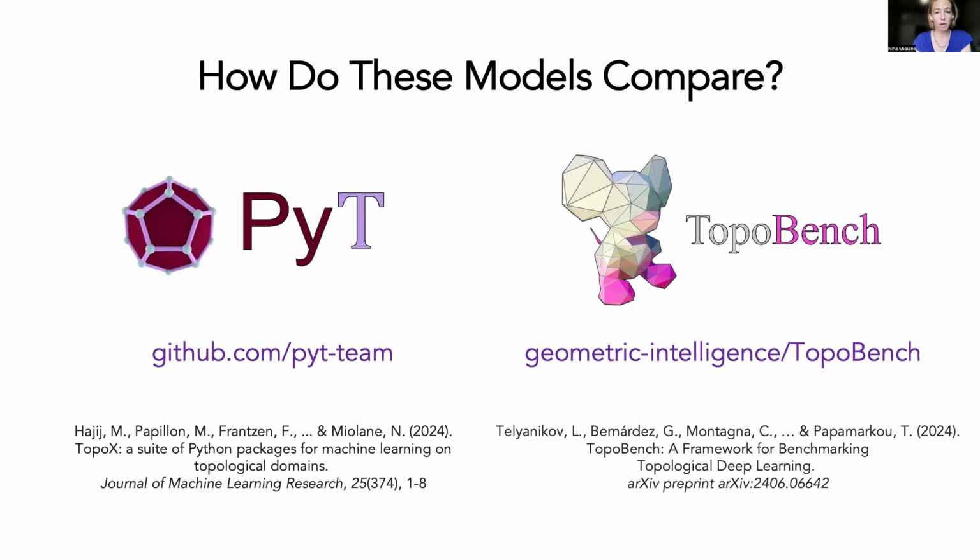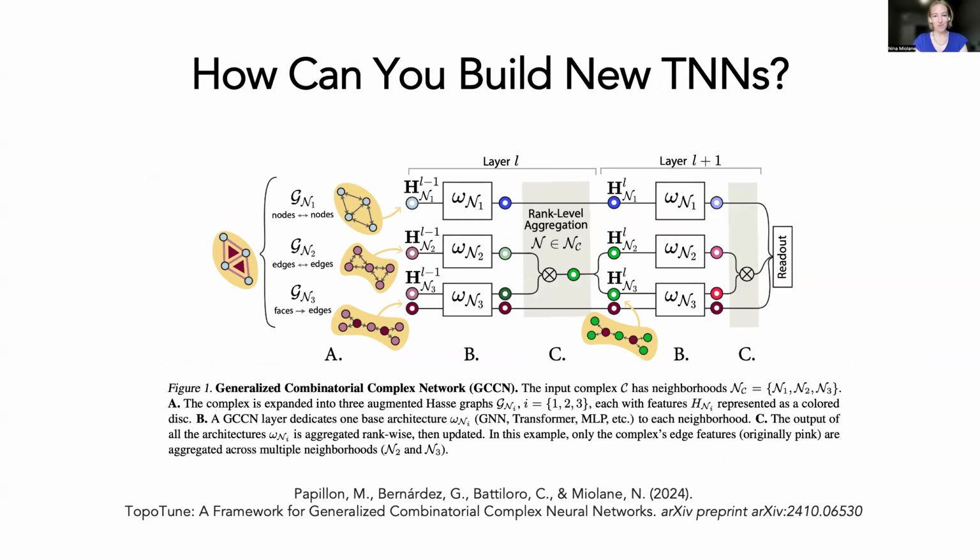And so that was the goal of these two open source software packages. On the left, it's a suite called TopoX, which implements the topological neural networks that I just presented. And on the right, TopoBench, which is a benchmarking suite that allows us to compare these topological neural networks. And so how do they compare? Well, the answer is it depends. It depends on the datasets. It depends on the task. And so if you're interested in knowing more, we invite you to look at the code or look at these papers. And then last question to answer before I wrap up.